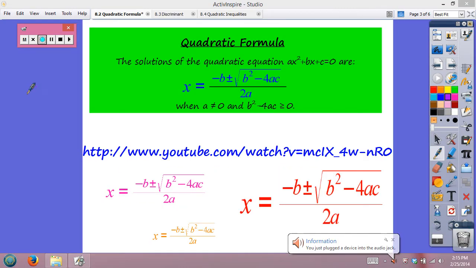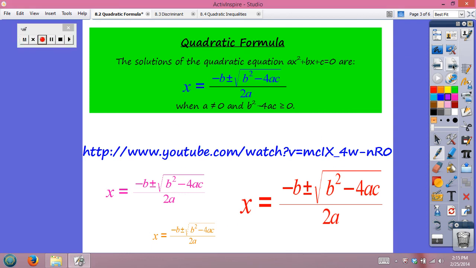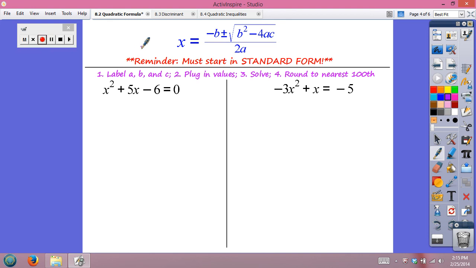Okay, so once again, I hope that worked this time, and I hope you enjoyed it. We're going to move on to some examples. We want to remind you that we have to start in standard form every time we use this equation.